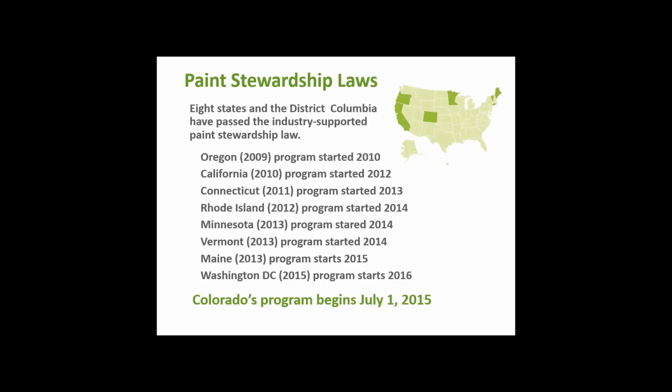Here's a slide that shows what states have paint stewardship laws. So the first six are up and running: Oregon, California, Connecticut, Rhode Island, Minnesota, and Vermont. Colorado's program, again, begins on Wednesday of next week. Maine will begin on August 1, and then the last place that has a paint stewardship law but doesn't have a program operating yet is Washington, D.C., and we'll begin that program most likely in January of next year.